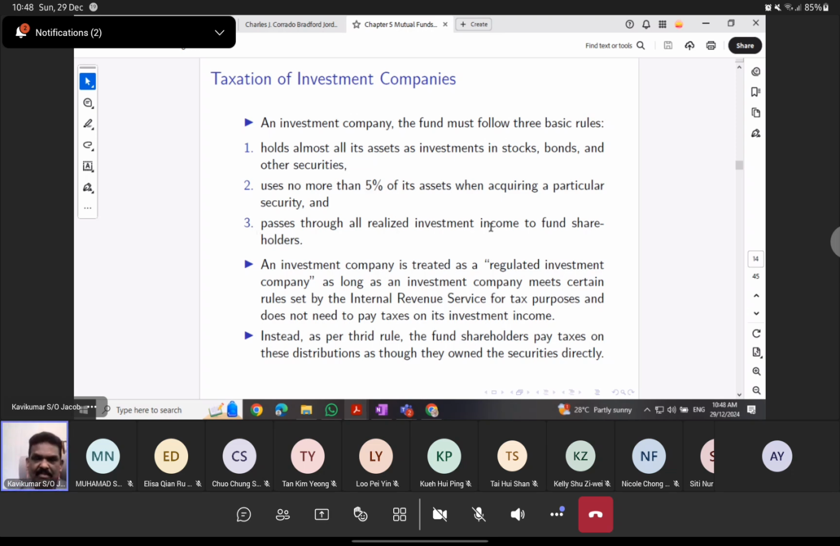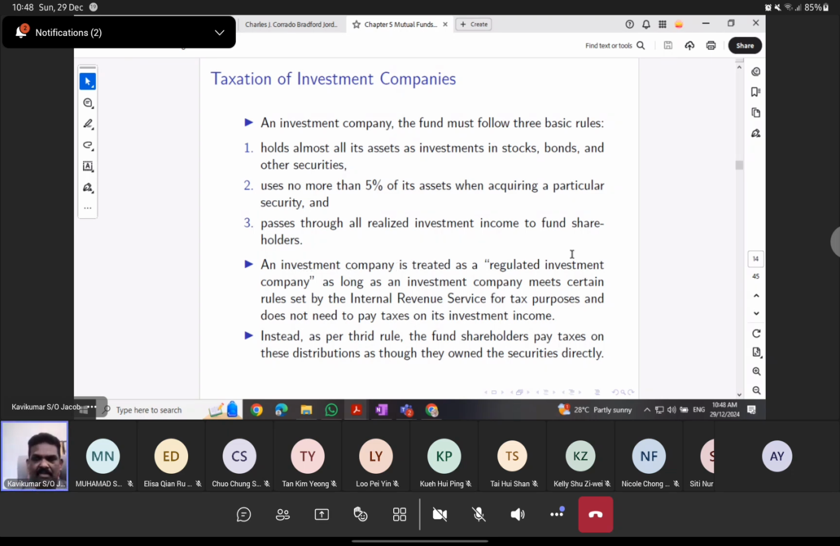The third rule is that it passes through all realized investment income to fund shareholders. So these are the three basic rules. They can hold all the assets, whether stocks, bonds, or any other securities. They are allowed to use 5% of assets in the case that they don't receive any management fee or anything else. And once they get income through the investment, they will share it with the shareholders.